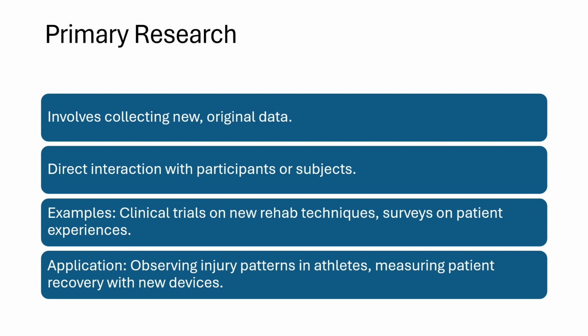So a primary research study might involve observing athletes during training sessions to document the types and frequencies of injuries they sustain. Within rehabilitation, a primary research study could involve measuring the recovery process of patients using a new rehabilitation device, collecting data on their physical improvements over time.